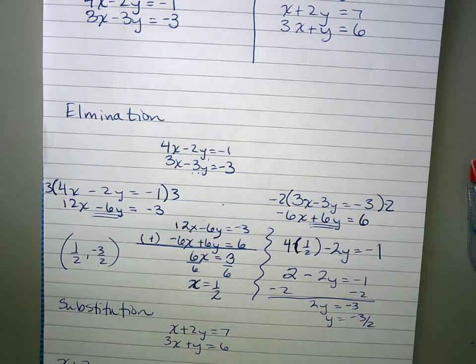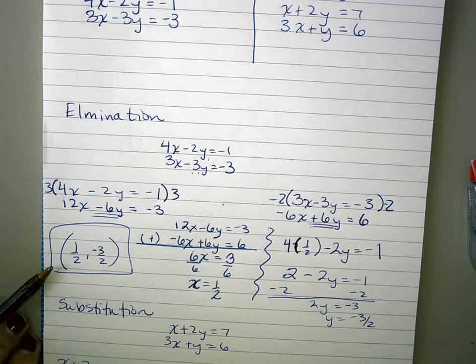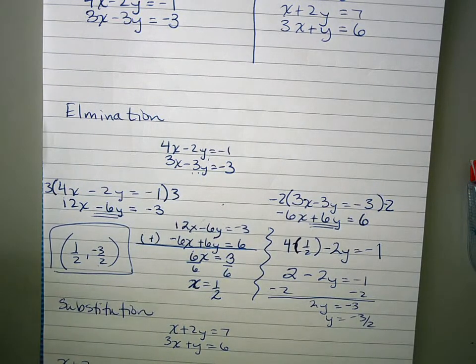Now notice that I've written the solution as an ordered pair, as a coordinate. We want to always think back to the equations as a graph. This represents a point on the graph at the intersection of the two equations.